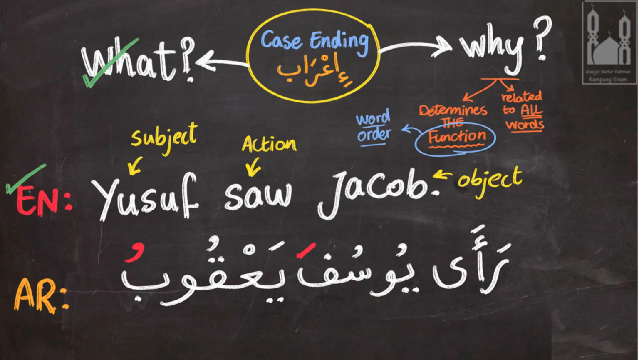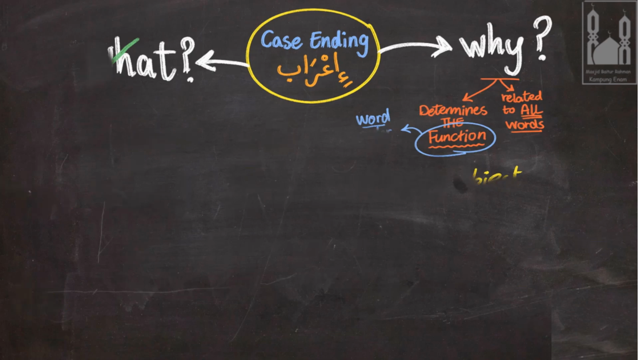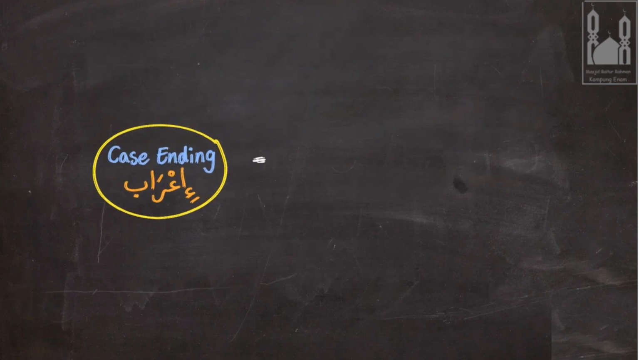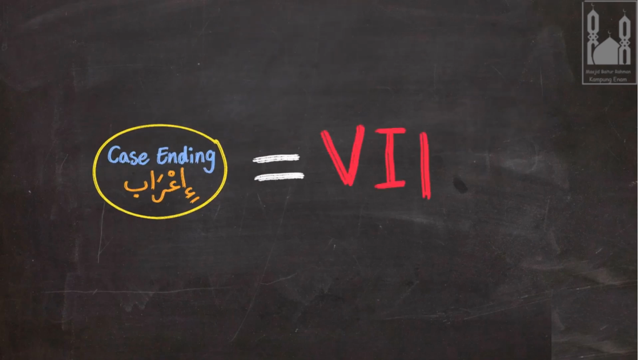The very same sentence, the very same word order, the only difference is the case ending, and that was enough to turn the one doing the action into the one affected by the action, which is a big difference. So getting the i'rab or the case endings right is extremely important when it comes to the Holy Quran.